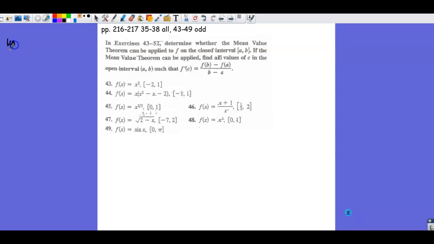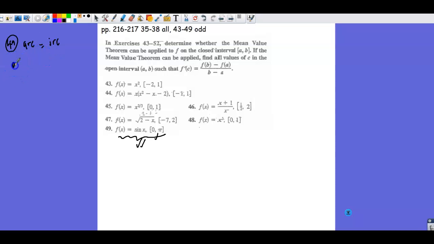So in 49, we have a trig function. Sine x, it's right here. Sine x is continuous everywhere, so yay. It's differentiable everywhere, yay. So we have met our conditions. So the promise is true that the average rate of change will equal the instant rate of change somewhere. We just have to figure out where that is.